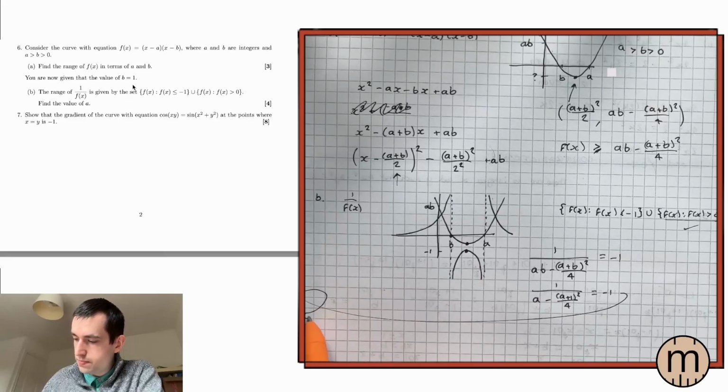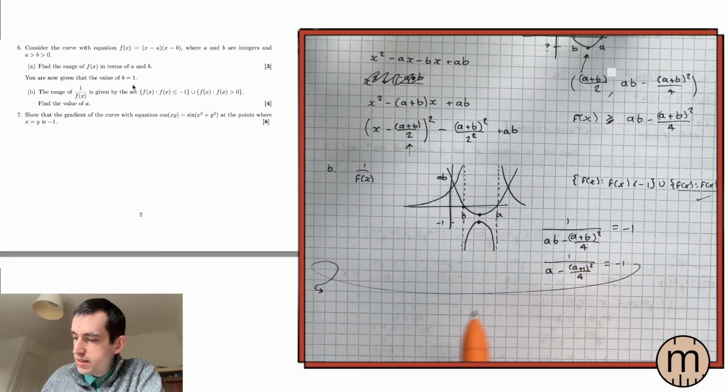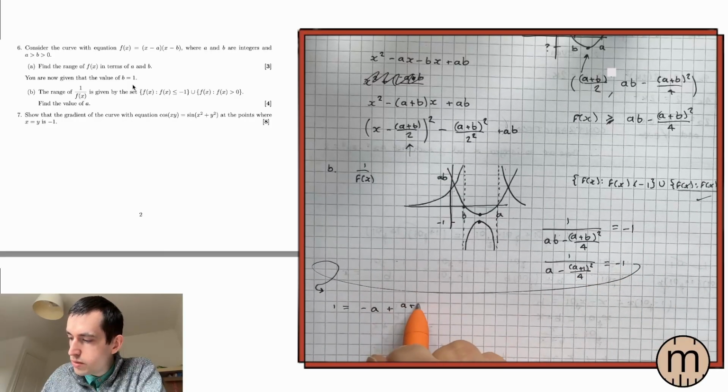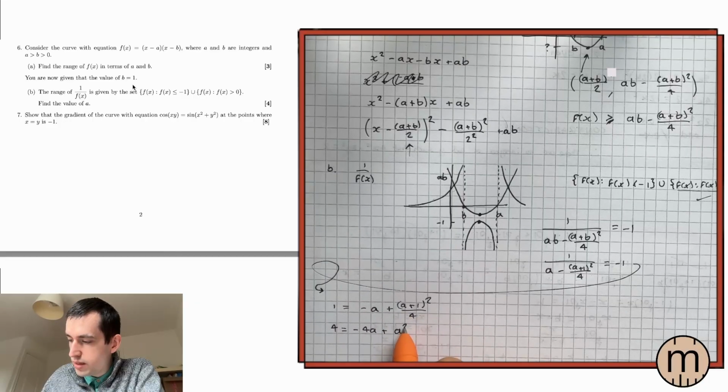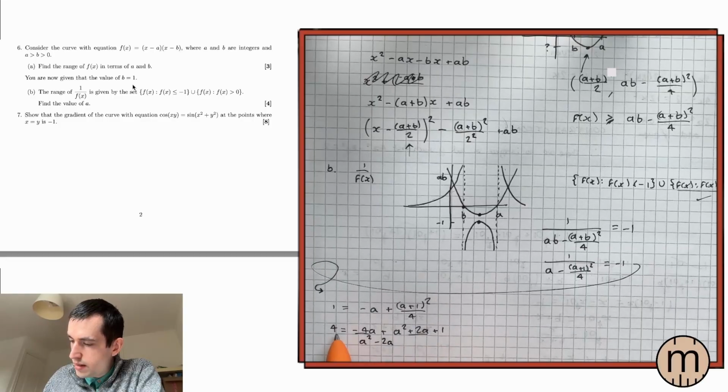I'm going to come over here. I'm going to times both sides by this denominator because I don't fancy dealing with that fraction. So all of this is going to be times by -1. So minus a and plus a plus 1 squared over 4. Times everything by 4. 4 is minus 4a plus, I'm going to expand that bracket as well, a squared plus 2a plus 1. And then I'm going to get everything on one side. I'm going to get a squared. And then these will simplify down to minus 2a. And then I'm going to subtract 4 from both sides, minus 3. Hopefully it'll go into brackets, minus 3 plus 1.